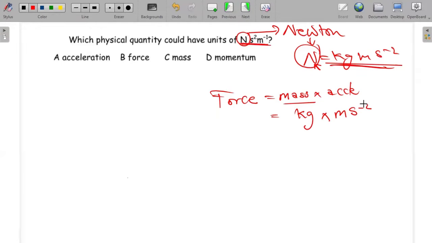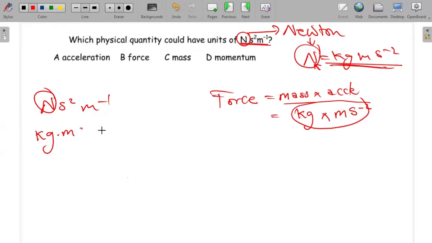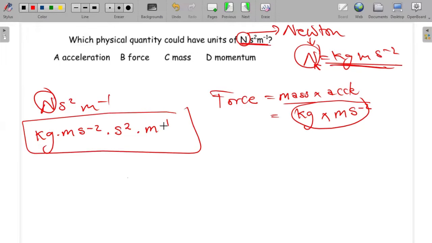So we are going to plug this into the unit of measurement that they've given us. They've given us N s to the power 2 m to the power minus 1, which means m is a denominator there. So we'll replace N there with kg meter per second squared. So we're going to have kg meter per second squared being multiplied by second squared, being multiplied by meter to the power minus 1. Okay, so now we can simplify this unit of measurement. We know that if it has a negative power, that means it is a denominator.